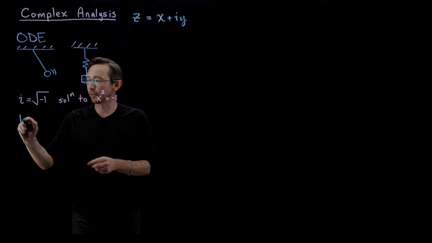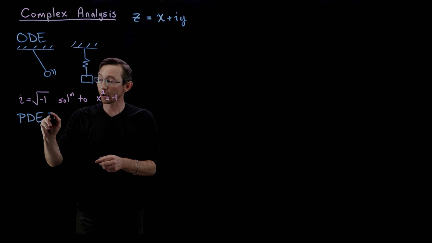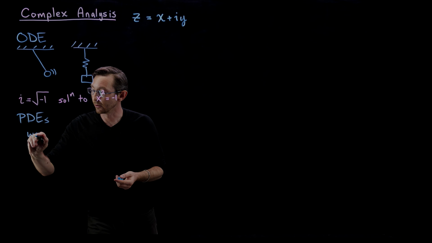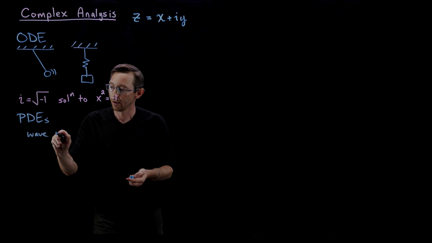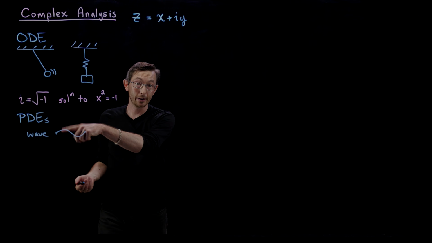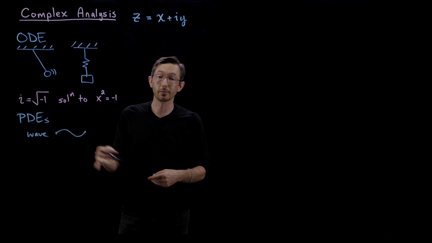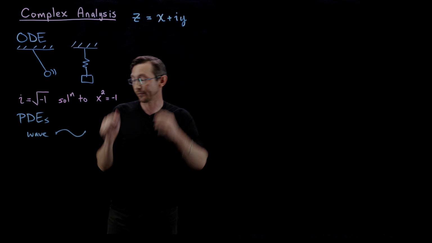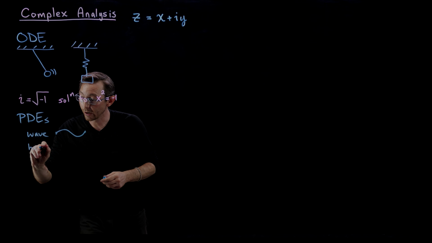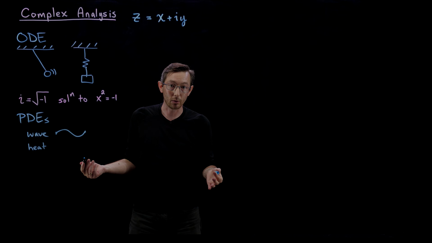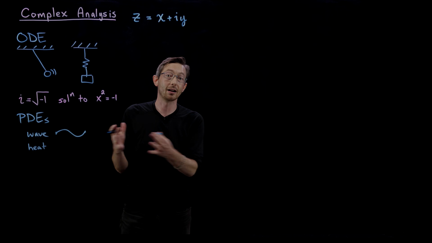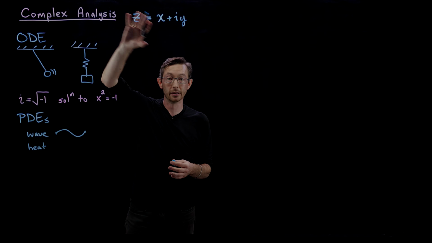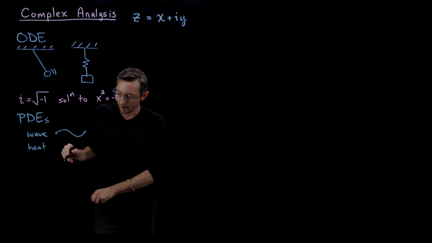I'll also write down that these are important in partial differential equations, things like the wave equation. So if we have the motion of a guitar string, this is going to be written in terms of sines and cosines and oscillating quantities. We're going to need complex functions. The heat equation, this comes up all the time in the heat equation. Again, the Fourier decomposition that we use to solve the heat equation is naturally written in terms of complex variables.